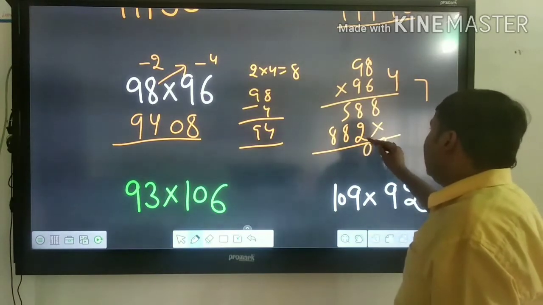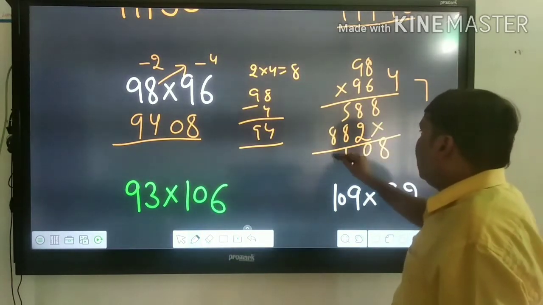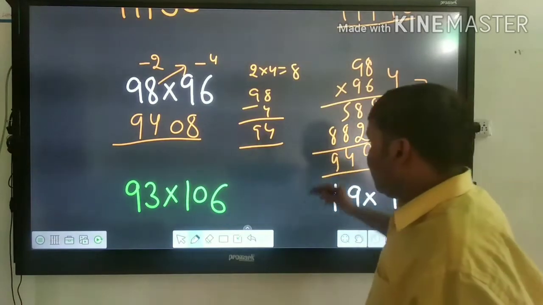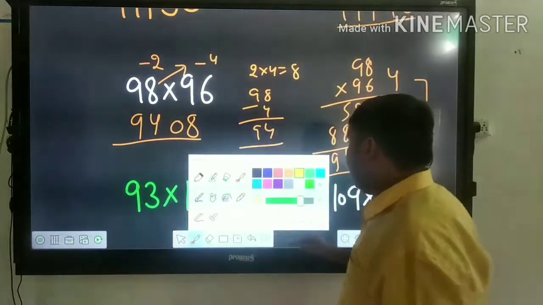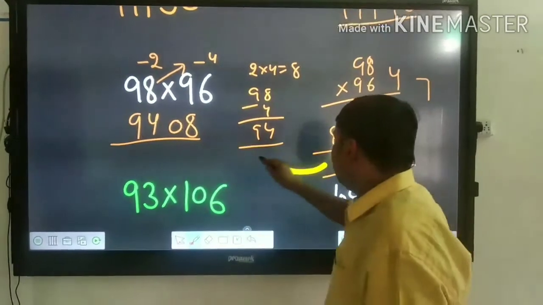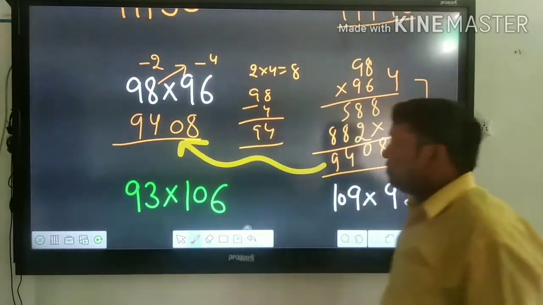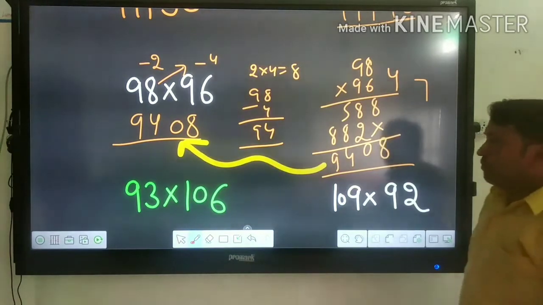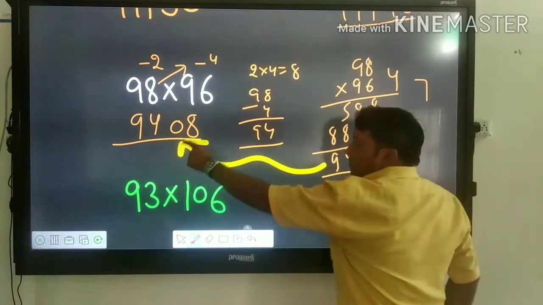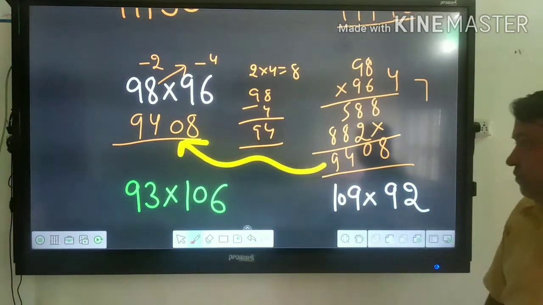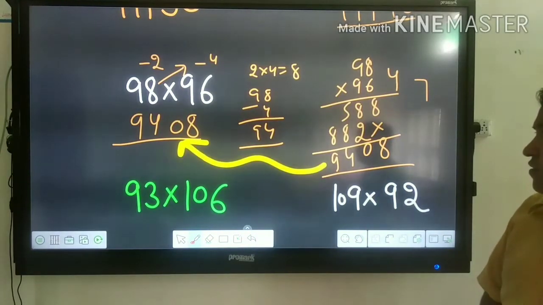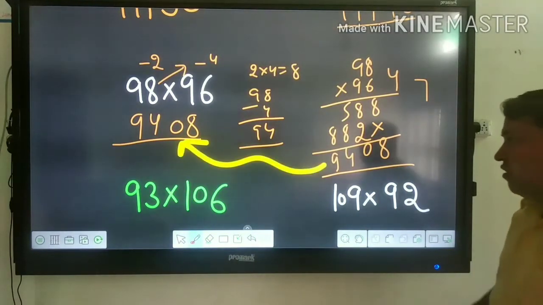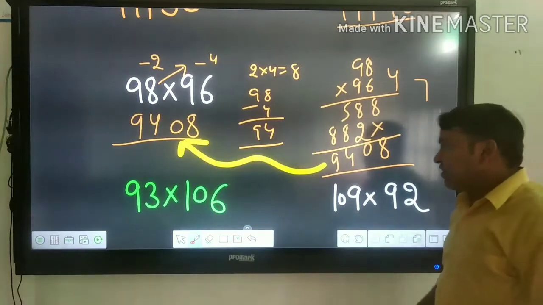Now you can see the answers are coming 9408, right? Okay, so we have verified in the three questions that the answers with the shortcut and the traditional methods are the same. Now student, the answers are the same. With this yellow arrow you can see clearly both the answers are equal.